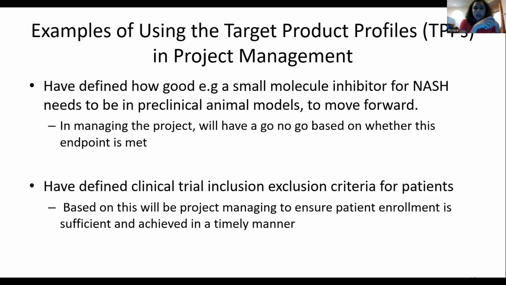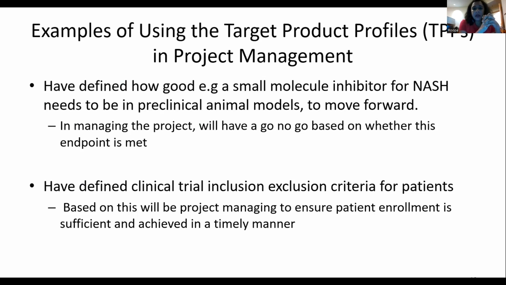For example, in the target product profile, you would have defined how good, for example, a small molecule inhibitor for NASH needs to be in preclinical animal models to move forward. So managing the project will have a go, no-go decision based on whether this endpoint is met.